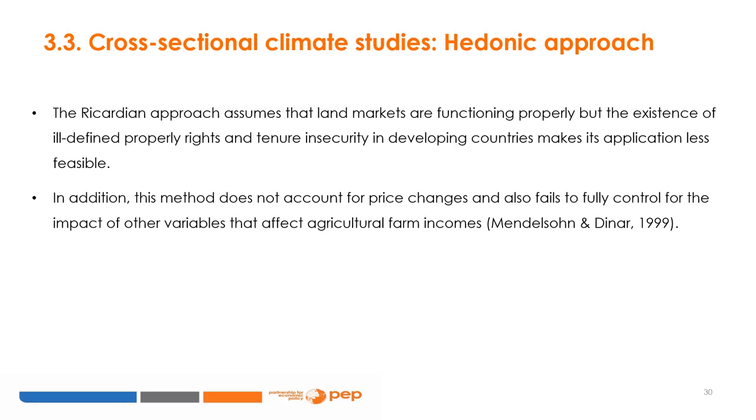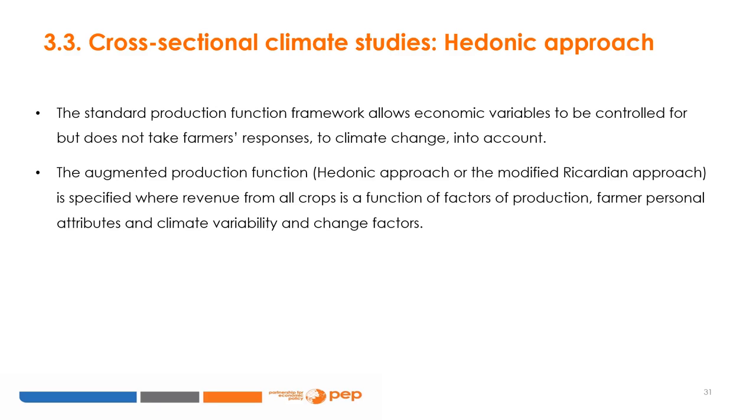The Ricardian approach assumes that land markets are functioning properly, but the existence of ill-defined property rights and tenure insecurity in developing countries makes its application less feasible. In addition, this method does not account for price changes and also fails to fully control for the impact of other variables that affect agricultural farm incomes. The standard production function framework allows for economic variables to be controlled, but does not take farmers' responses to climate change into account. The augmented production function, hedonic approach, or the modified Ricardian approach, is specified where revenue from all crops is a function of factors of production, a farmer's personal attributes, and climate variability and change factors.